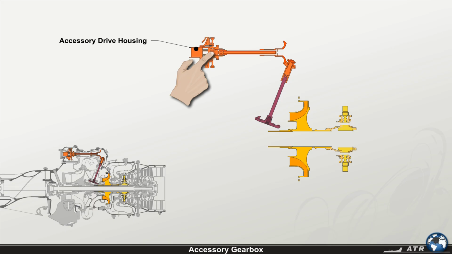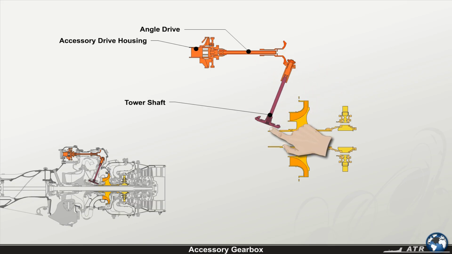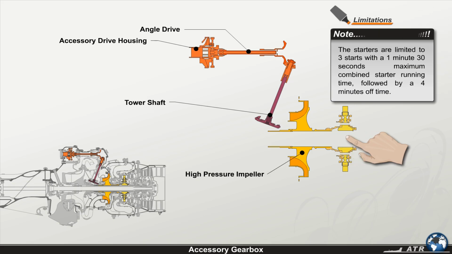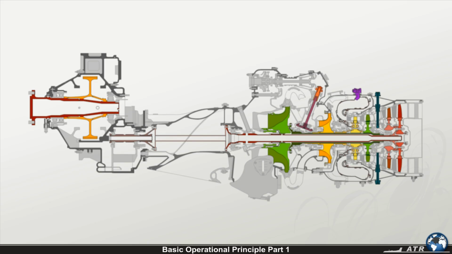During engine start, the starter generator transmits its rotation via the angle drive gearbox and tower shaft to the high-pressure impeller. Note that the starters are limited to 3 starts with a 1-minute 30-second maximum combined starter running time, followed by 4 minutes off time. Let's look at the basic operational principle of how this engine develops its power.